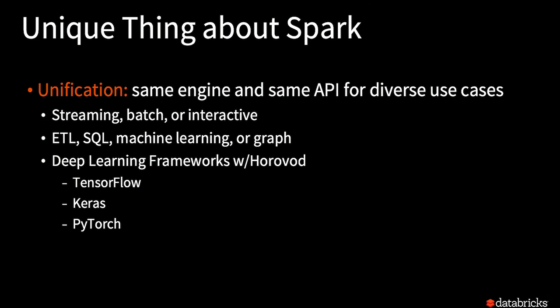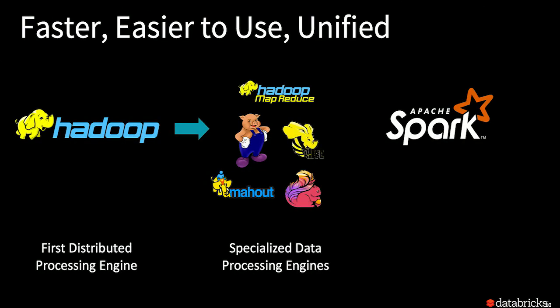And obviously, the most recent addition is the ability to make these deep learning frameworks first-class citizens with Horovod as a distributed engine, and the 2.4 introduction of the barrier mode allows us to do distributed training in a distributed manner, using Spark's executors to do all the training in parallel. And this was the evolution.